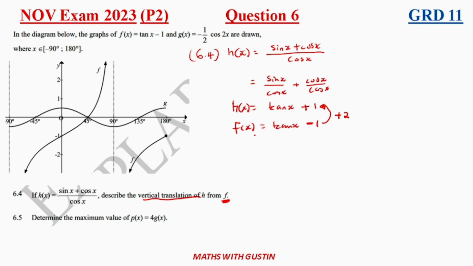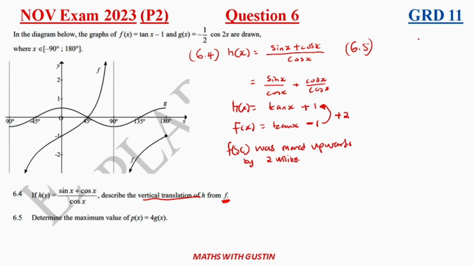So our answer, it means f of x was moved upwards by 2 units. And that's it. You get your marks. All right, great stuff. So let's move on. 6.5.